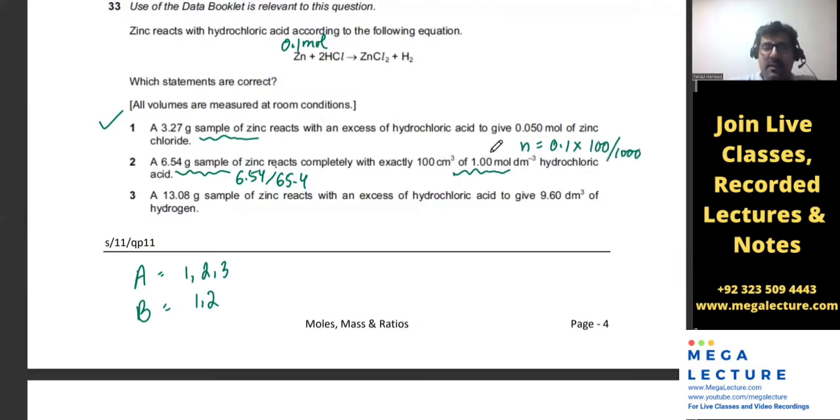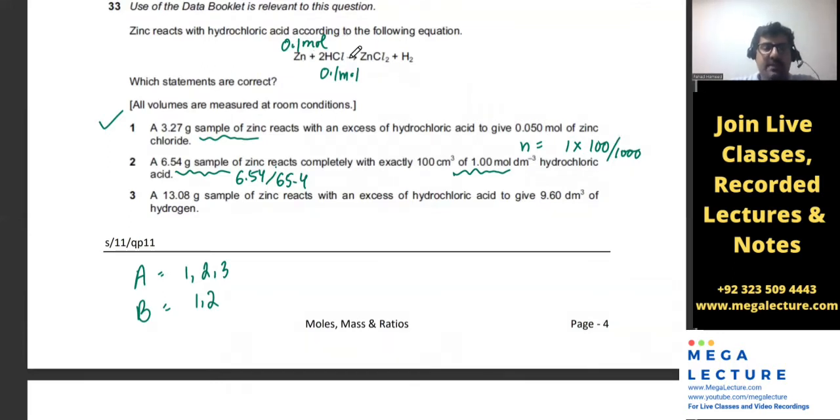So what is, sorry, the concentration is 1 mole per dm cube. So what do we get for this? Okay, how many moles is this? That's also 0.1, right? This is 0.1, right? Yes. So that is 0.1. So 0.1 reacts with 0.1.